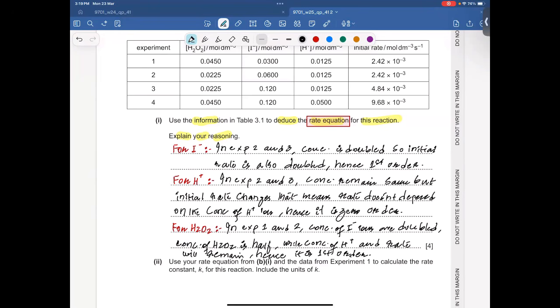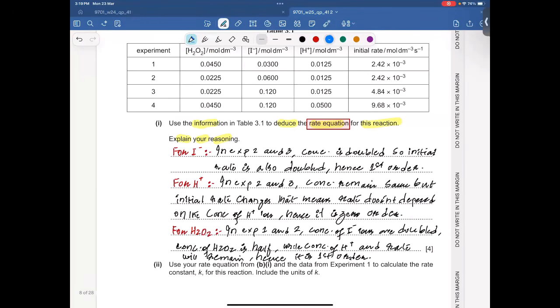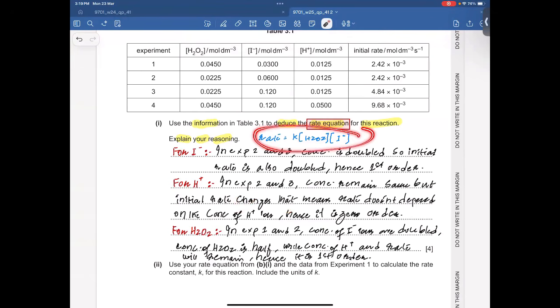So H2O2, oh my goodness. I need to deduce the rate equation, and since I'm running out of space, let me write it here. Rate equals k times the concentration of H2O2, because it is first order, so it has to be in the rate equation. Concentration of iodide ion is also first order, so it has to be in the rate equation. Since hydrogen ion is zero order, we don't need to mention it in the rate equation. So that is going to be the rate equation for this particular reaction. I hope it makes sense to you.